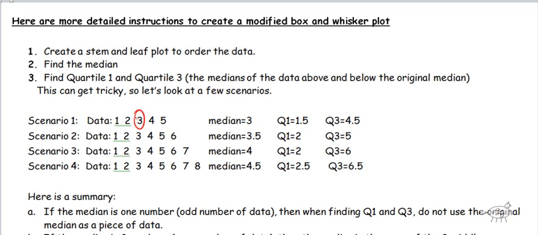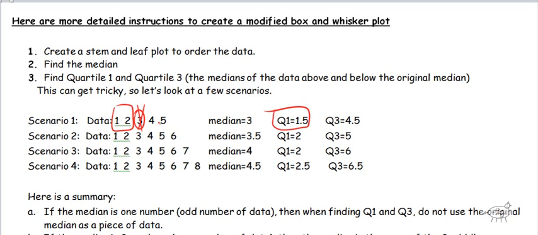Okay, now you're going to move over, basically cross off the 3, and then look at these 2 pieces of data and find the median between those. That's Q1. If you have an even number of pieces of data, or there are 2 middles for a median, you take the average of the 2. So 1 plus 2 is 3, 3 divided by 2 is 1.5. So that gives us 1.5.